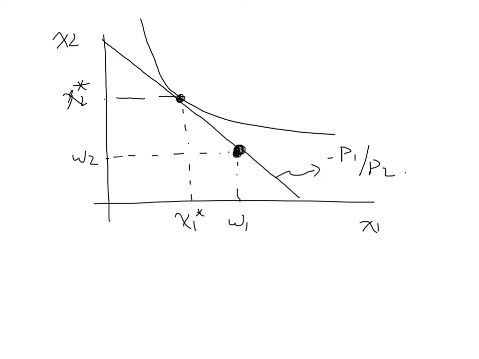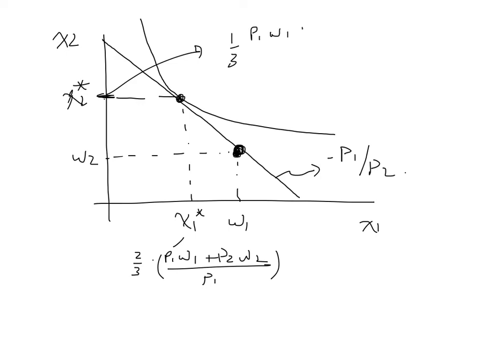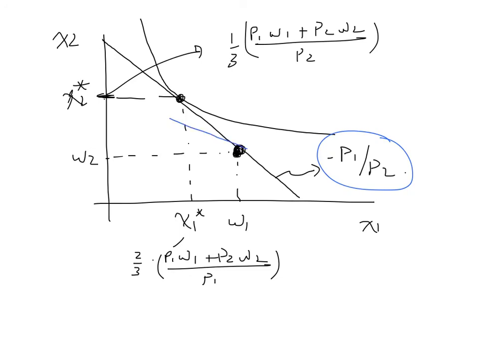We could go ahead and fill in what we found last time for x1. So this would have been 2/3 P1 omega 1 plus P2 omega 2 over P1. And this, of course, would have been 1/3 P1 omega 1 plus P2 omega 2 over P2. Okay? What you should practice then is what's going to happen when the price changes of good 1. It's going to cause a rotation around the endowment point.